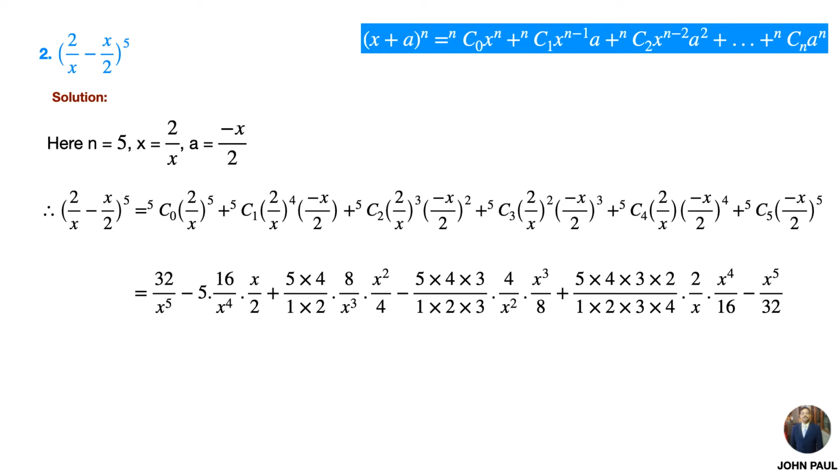Minus 5C3. 2^2 can be written as 4/x^2, (x/2)^3, that minus we took outside, and we got the values. Now cancel the common terms. Then simplifying, we get 32/x^5 - 40/x^3 + 20/x - 5x + 5x^3/8 - x^5/32.